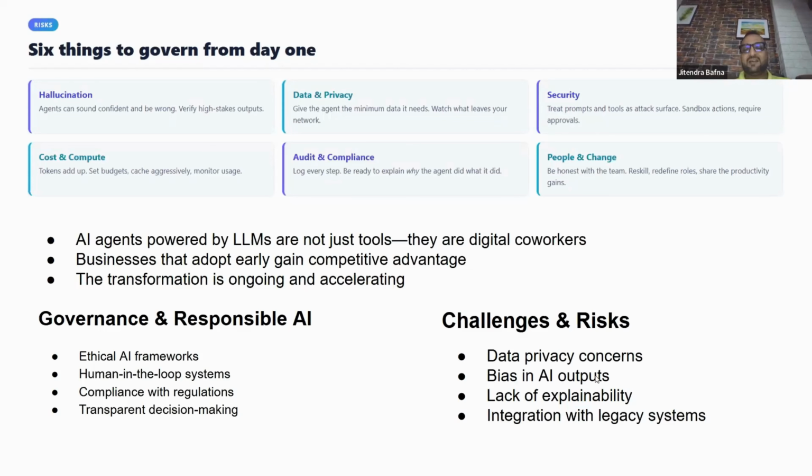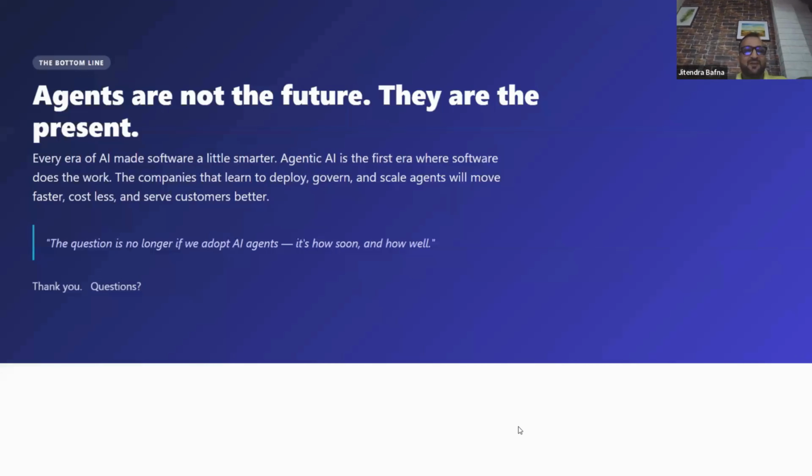There are certain challenges. Data privacy concerns: make sure you are not logging any sensitive data, or giving sensitive data to an agent or LLM. Bias in the AI output: make sure whatever output is generated is not biased. Lack of explainability: whatever output is generated by AI should be explainable, with the reason for that particular output. Then integration with legacy systems is very difficult. We have a lot of legacy systems to integrate agentic AI with. It's a bit complex.